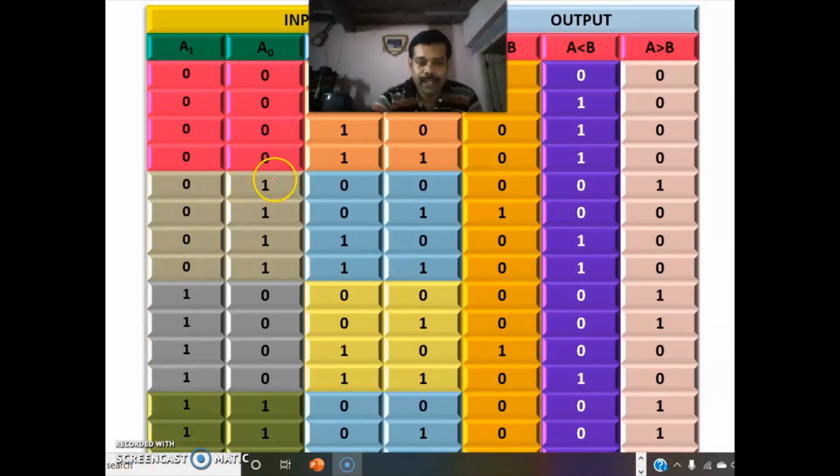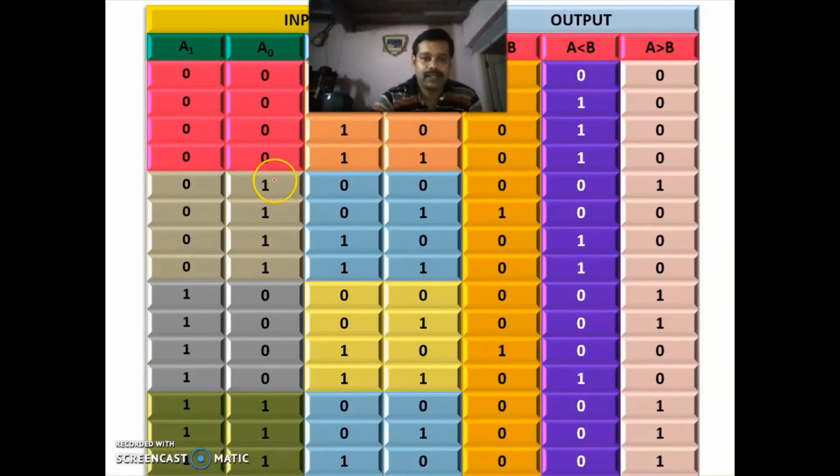Now we are going to compare 0, 1 with 0, 0. So we are going to compare 0, 1. 0, 1 means 1. 0, 0 means 0. So here A is greater than B. So in the place of A greater than B, we are putting 1.